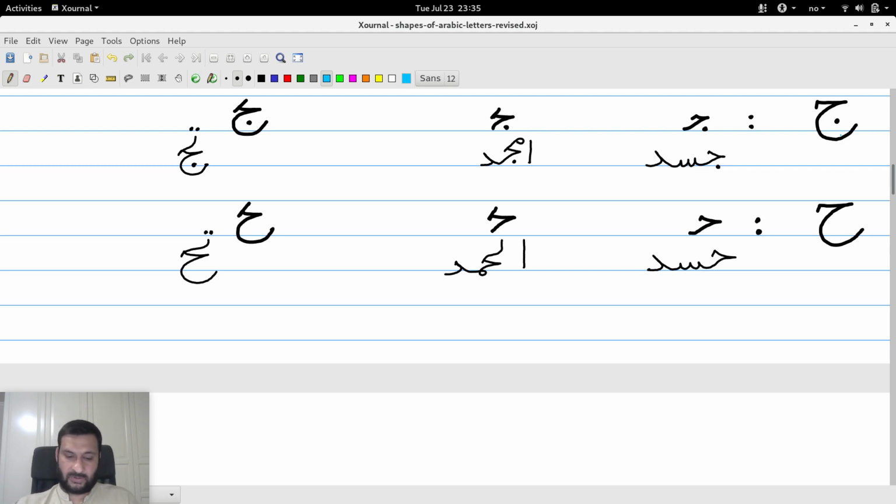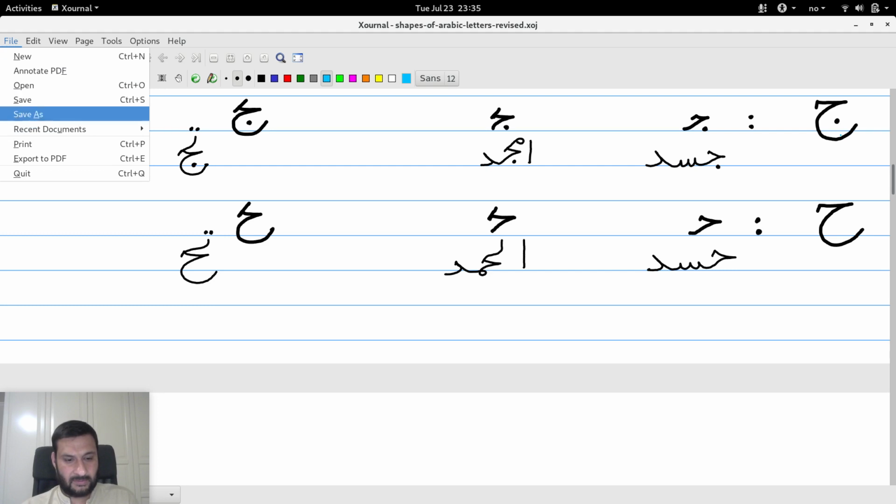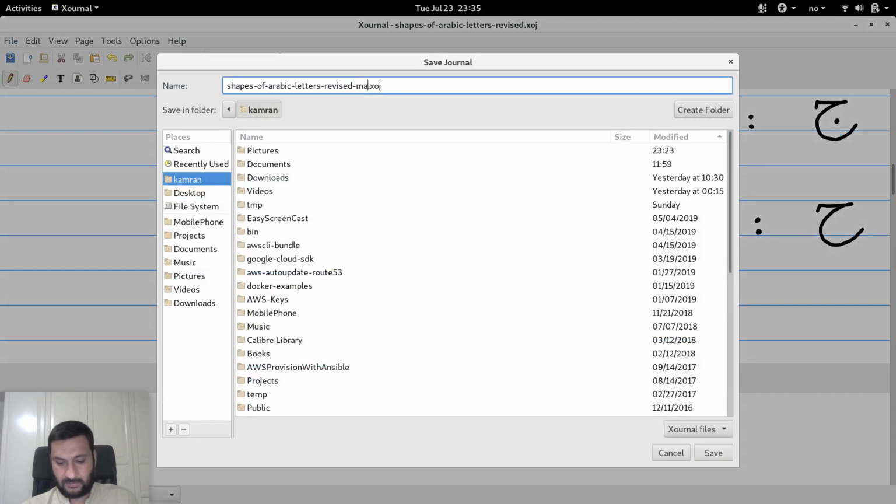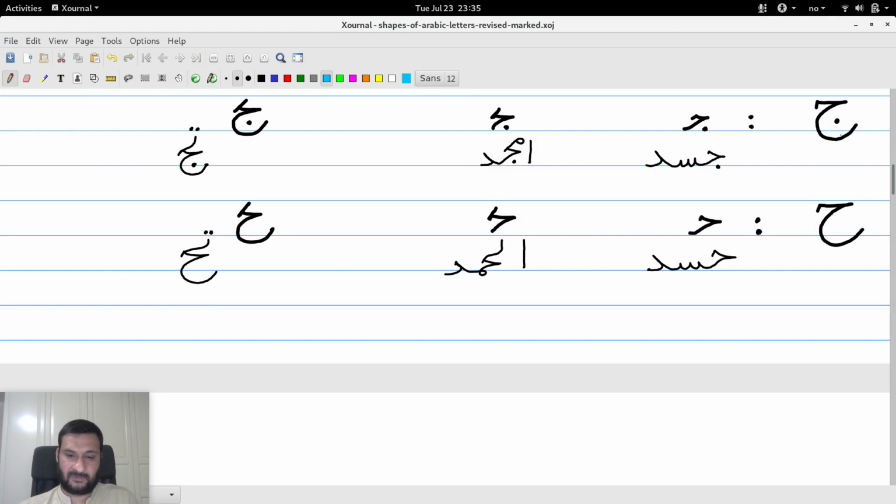So I'm going to save this file as well, so I don't mess up the original file. All right. So Jim can appear like this in the beginning. If it's in the middle, it's like this. So if it's in the beginning, it will look like this, and I can show you here. Jim, scene, dal. And here it is. If it's in the middle, then it will look something like this. So I'm going to cut off here, here, and here.